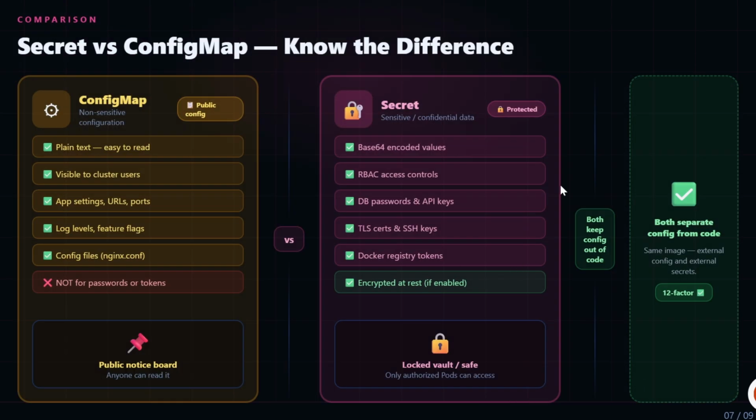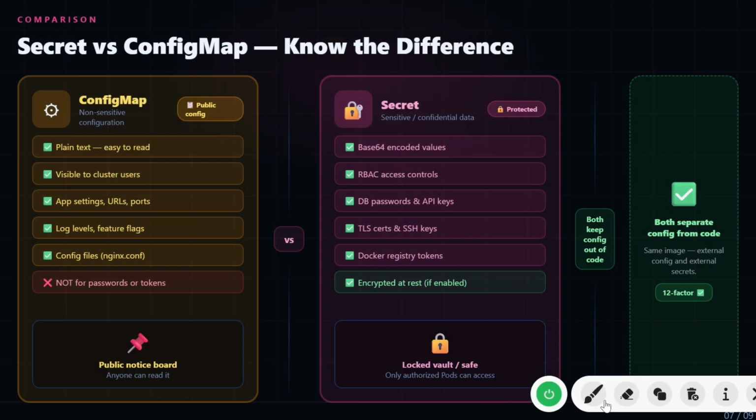Now let us see a quick comparison of secrets and ConfigMap. First, a ConfigMap is used for non-sensitive configuration, and secrets are for sensitive and confidential data. A ConfigMap stores data in plain text, which is easy to read. But secrets are base 64 encoded by default.